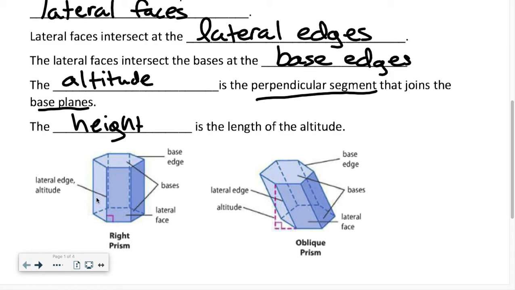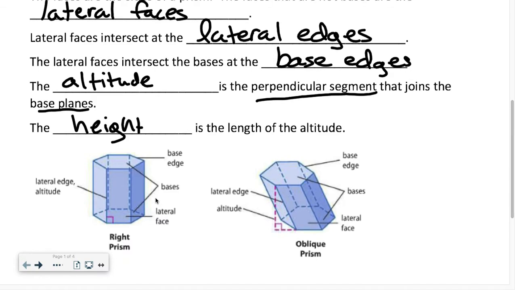So here we can look at this right prism, which we'll use more often than not. We'll use right prisms. That is, they're perpendicular. You can see lateral edges. Lateral edges are where the lateral faces meet. Base edge, that's where the lateral face meets the base. The bases here, this is a hexagonal prism. So whatever type of prism it is, the base will be of that shape. So this is what we call a hexagonal prism, where the base is a hexagon.